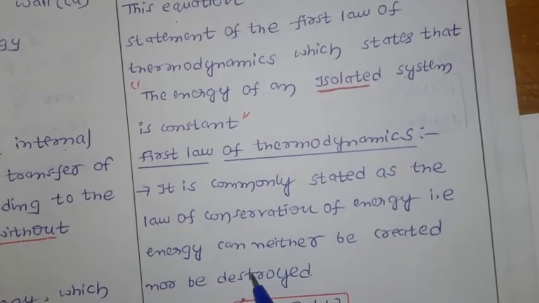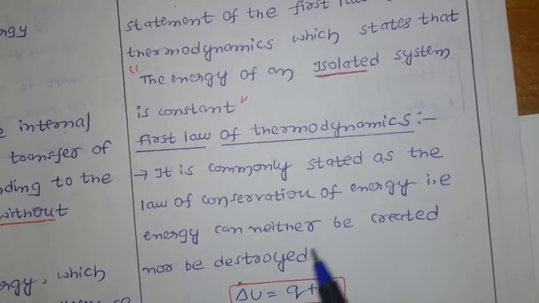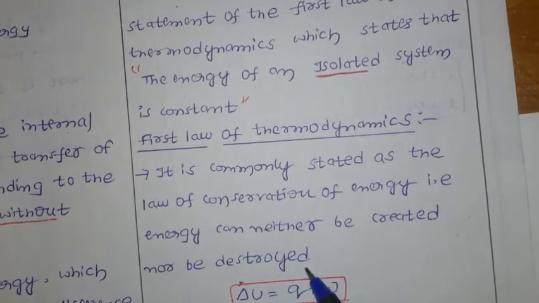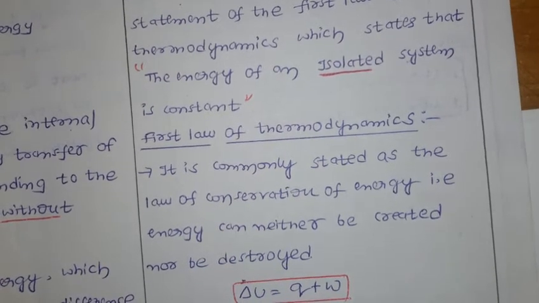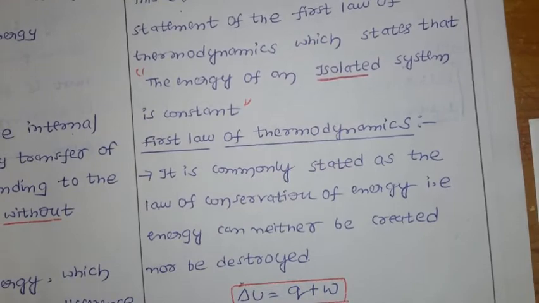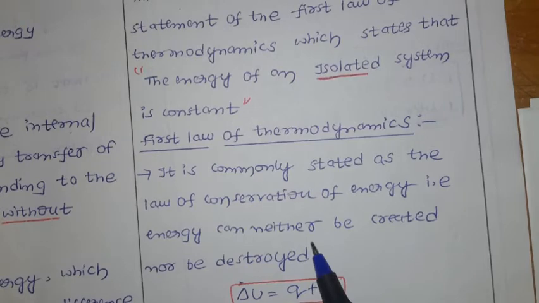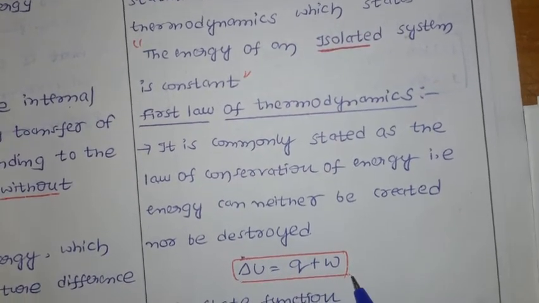That is, energy can neither be created nor be destroyed. Whatever energy is there is converted from one form to another, but it is not created or destroyed. For example, we burn methane, like cooking gas. Whatever energy is there converts into another form. So the energy is neither created nor destroyed. Mathematically, delta U equal to Q plus W.